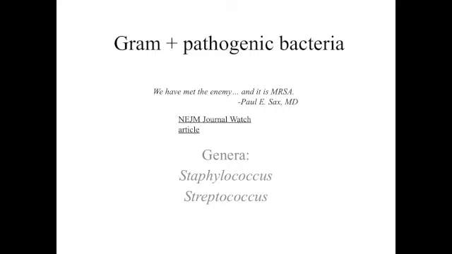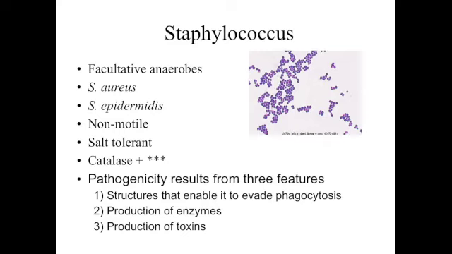Okay, in this video, we're going to talk about our gram-positive pathogenic bacteria, and we're going to split it up into two videos, one that focuses on our Staphylococcus species and one that focuses on Streptococcus. Staphylococcus species are a really great one to start with because we've already covered some of the virulence factors that they have. Staphylococcus are facultative anaerobes.